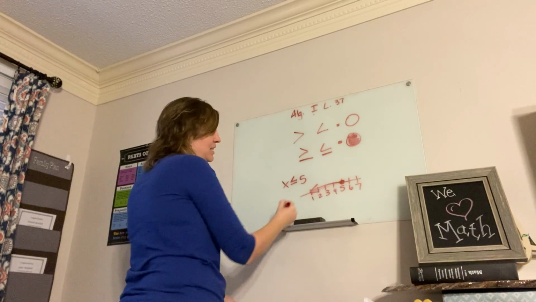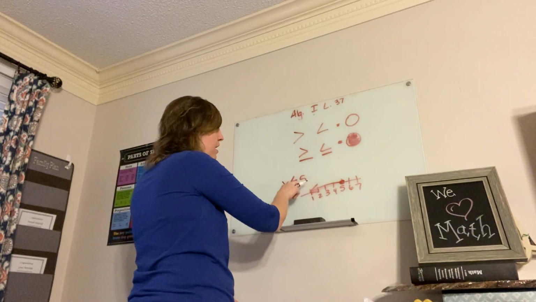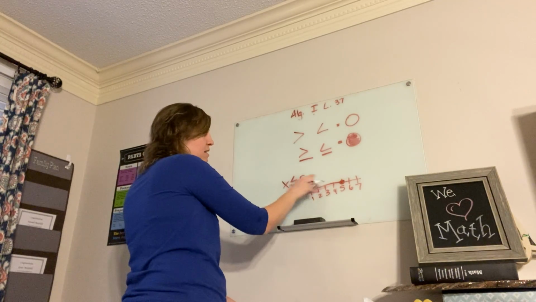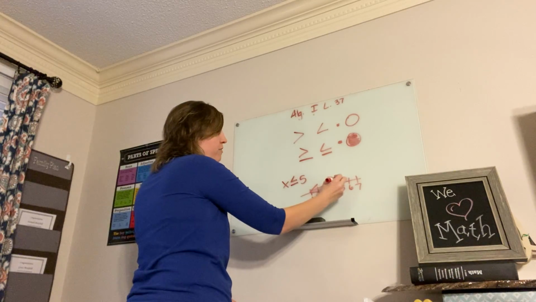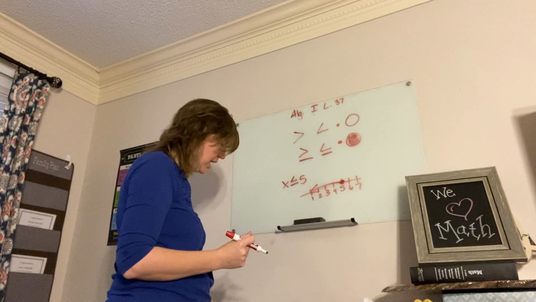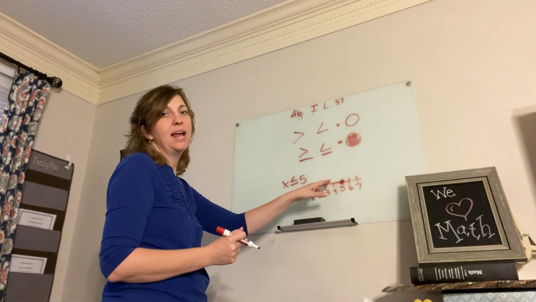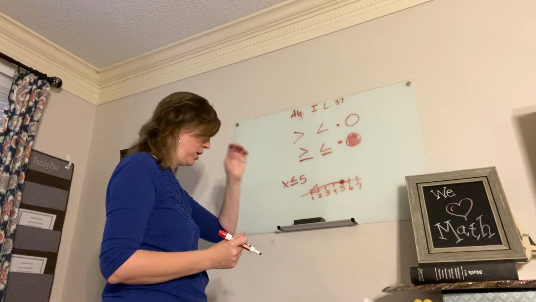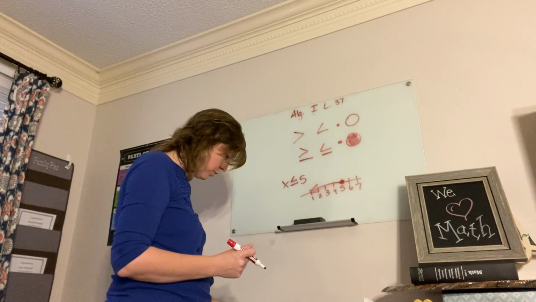X is less than 5, including 5. Now if it were just less than 5, it would be an open dot. Because it does include 5, we close the dot, because the solution can also be 5. If it weren't, it could be 4.99999, but if it was not or equal to, it could not include 5. In this case, it does because it says or equal to.